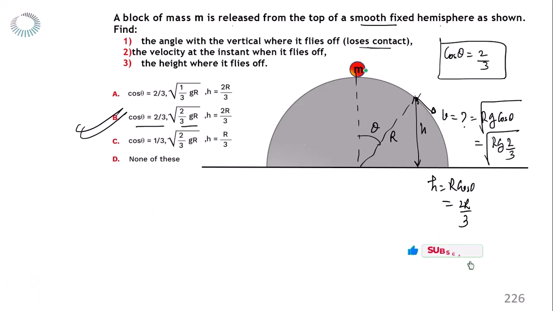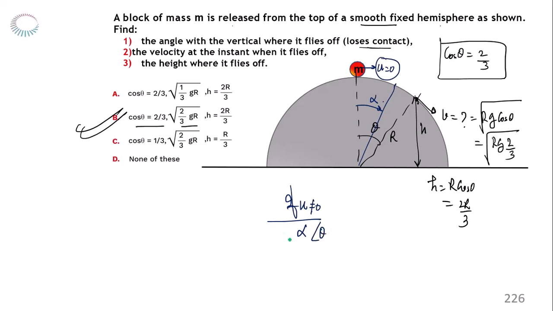So mind it that at this point u is equal to 0. We are taking that u is equal to 0. If there is a certain value of u given, then that will come inside the energy equation. And if that is there, it will fly at an angle alpha, which is less than theta. So if u is not equal to 0 at the initial position, then it will fly at an angle alpha from the vertical, which is always less than theta.